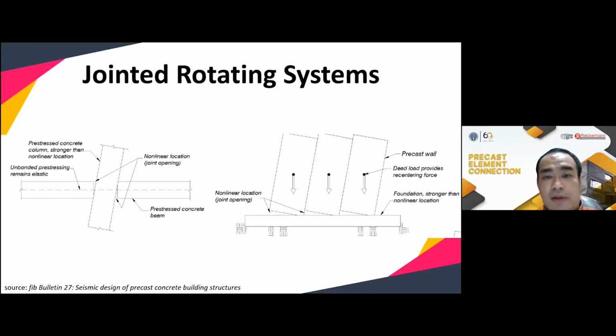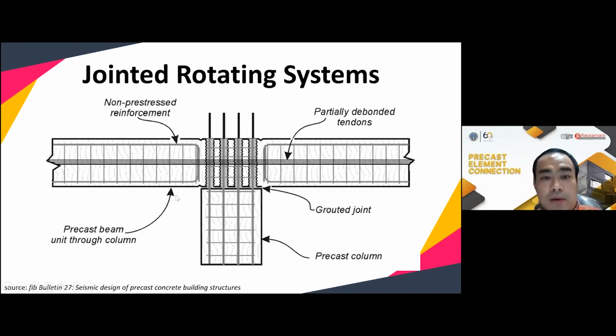And the jointed rocking system is similar to the hybrid system, except for the mild steel bar. So there is no mild steel bar here. It's only the unbonded pre-stressing in the middle. So as we can see here, for the jointed rocking system, the reinforcement is terminated here, and then only the pre-stressing tendons are going through the beams.